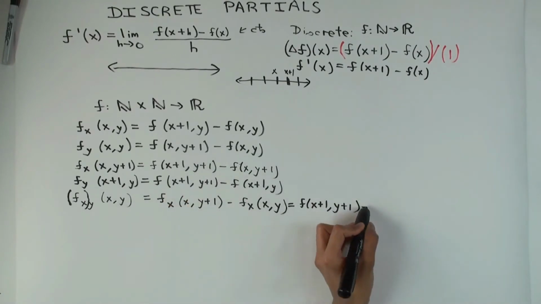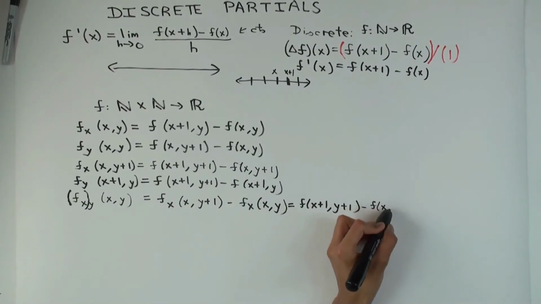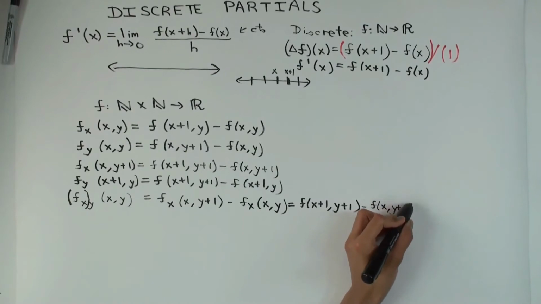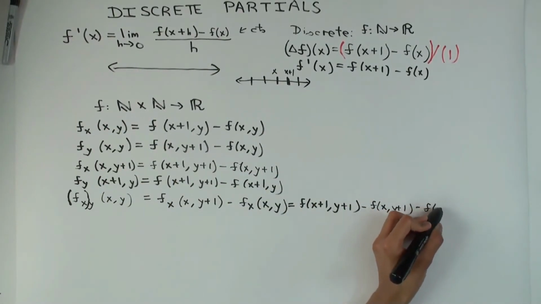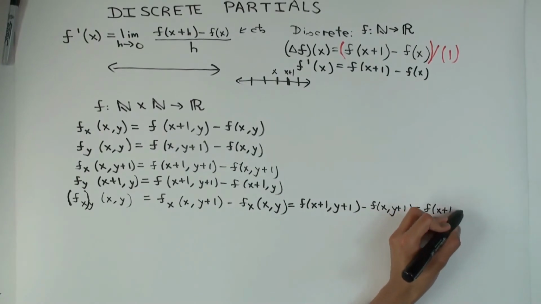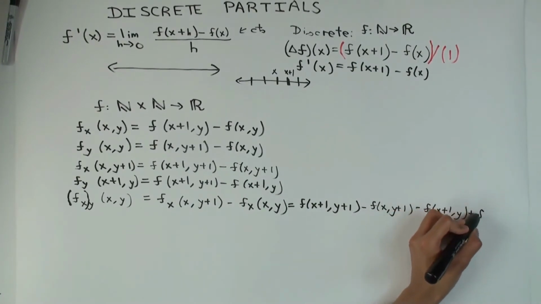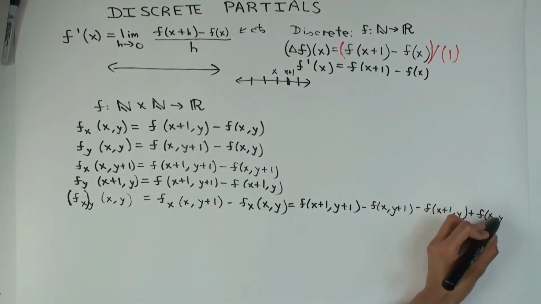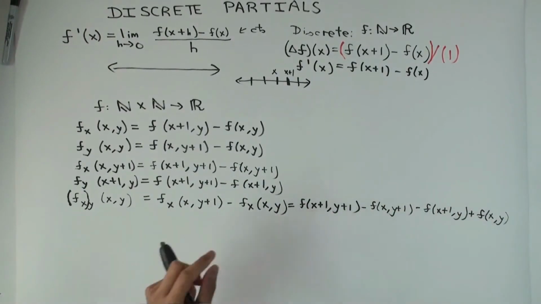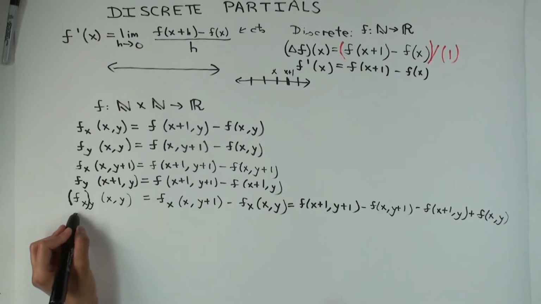Minus f(x, y+1), minus f(x+1, y), plus f. So you get a double minus, and so you get plus f(x, y). We have this whole thing here. Okay, now let's say I want to do the other mixed partial.